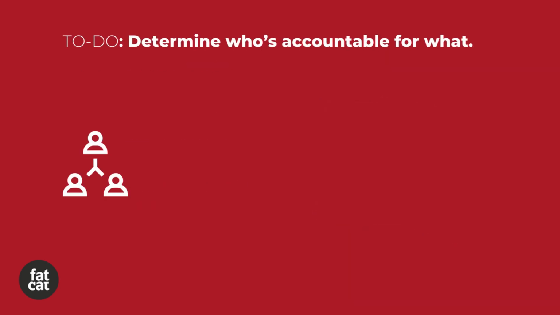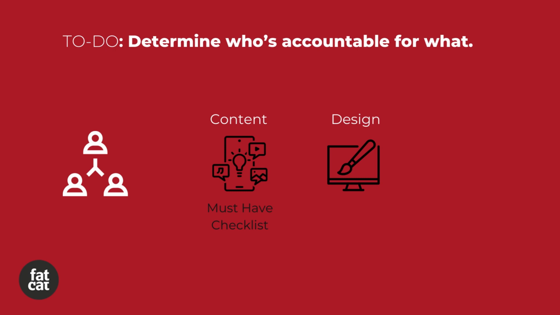Your next to-do, this is where you have to figure out how you're going to put your team together. And some of that is probably going to be driven by the size of your company and where you are in your journey. So let's break down the 3 components that we referenced earlier. There's the content component of your website. Then there's the design component of your website and the security component of your website.